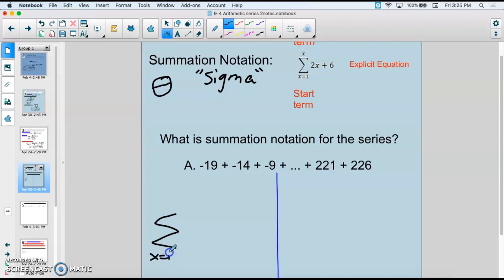So x equals 1 down below sigma. Up on top, do I know how many numbers are in this series? I have no clue. And so that's what I have to set out to find. Okay, so I start out with my explicit formula. My common difference, we're going up 5. And so I have 5 and then x minus 1. My starting value is minus 19.